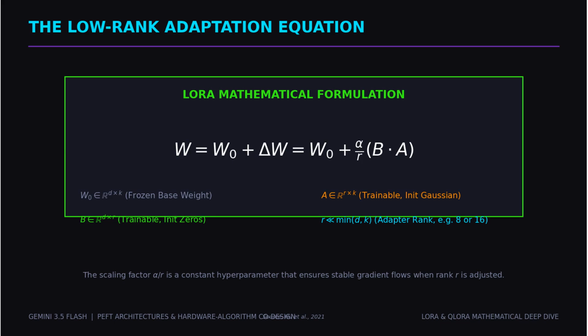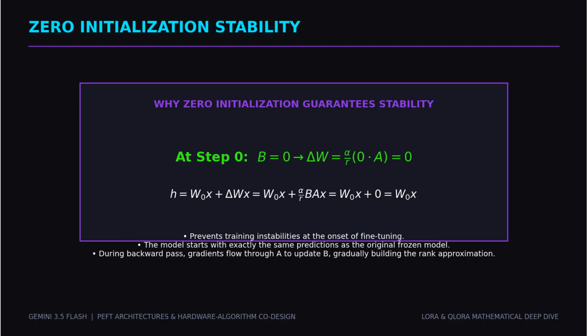Low-Rank Adaptation, or LoRA, exploits this intrinsic property by freezing the original weight matrix, W0, and representing the weight update, delta W, as the product of two low-rank matrices, B and A. For a weight matrix of size D by K, we introduce trainable matrices B of size D by R and A of size R by K, where the rank R is chosen to be much smaller than D or K. The overall weight update is scaled by alpha divided by R, where alpha is a constant hyperparameter.